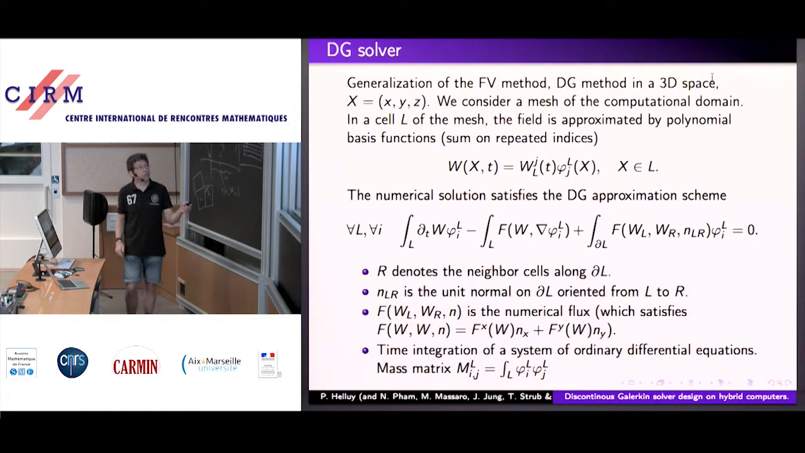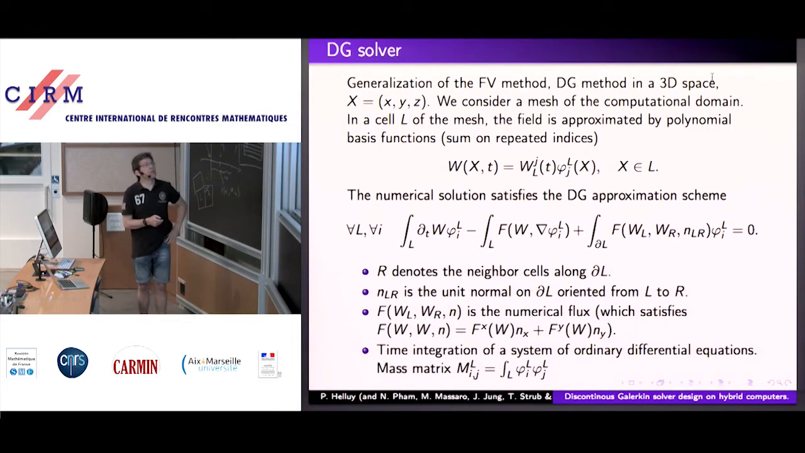So here I recall the notation. You have the numerical flux. Generally, the numerical flux has to be consistent with the true flux. So you need that the numerical flux of W is equal to the actual flux of W. And once you have expanded this formula and introduced it into the DG scheme, you end up with a time integration of a system of ordinary differential equations.